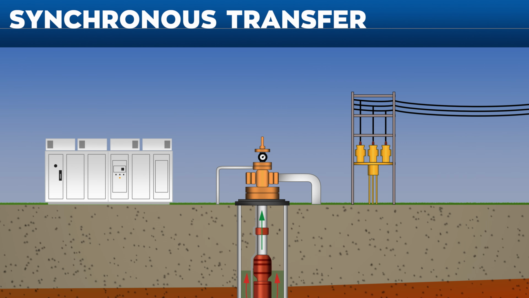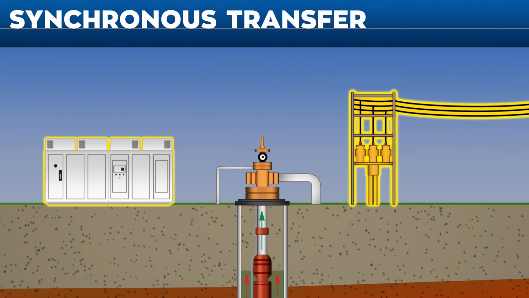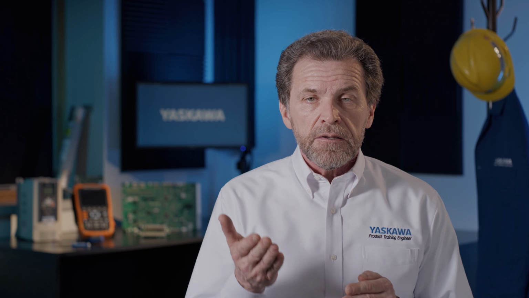A final advantage of MV drives that we'll explore is their ability to synchronously transfer the motor from the drive to the power grid and from the power grid back to the drive. Because the input and output waveforms of multi-level MV drives are so nearly sinusoidal, like AC grid power, loads can be bumplessly transferred without interruption to the application.